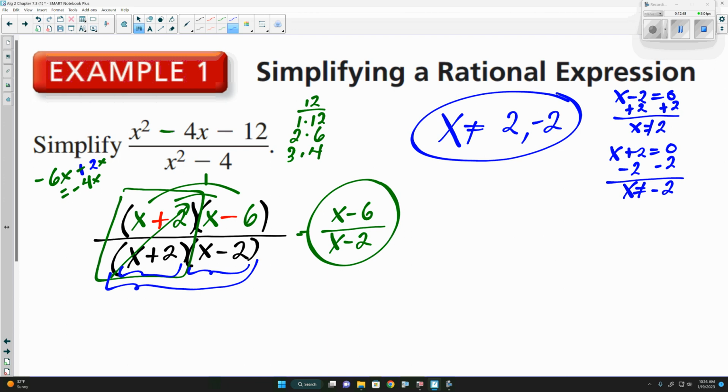Questions on this here? Is it possible to have no restrictions? Well, yes. If the denominator does not have a solution, so the ones that we had that didn't cross the x-axis, then we wouldn't have a restriction, because there's no way to make it be 0.